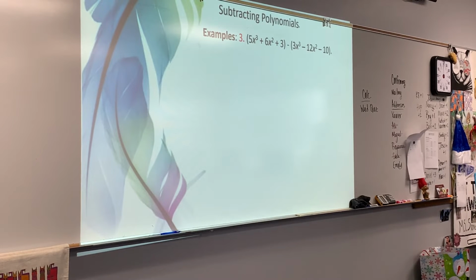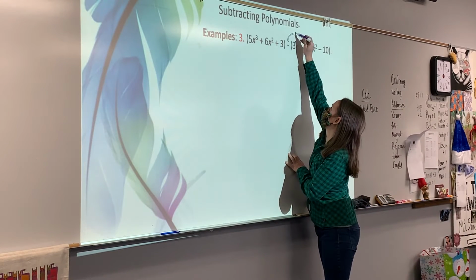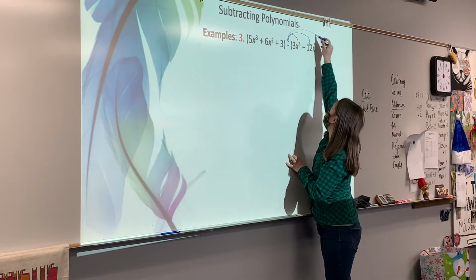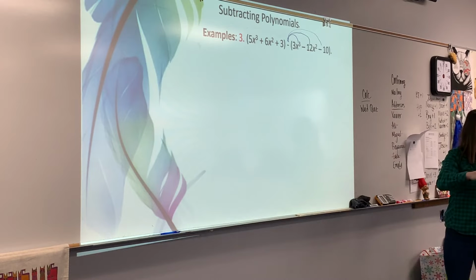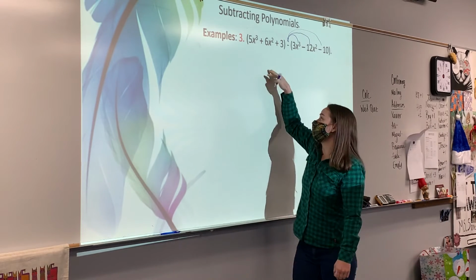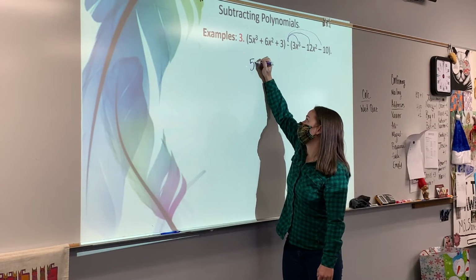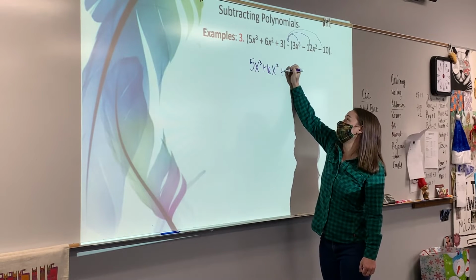All right, so the negative here gets distributed to each of these terms. And so we have to rewrite the problem, and then it looks exactly like what it was before on the previous slide. So I drop this down, so this stays a 5x cubed plus 6x squared plus 3.